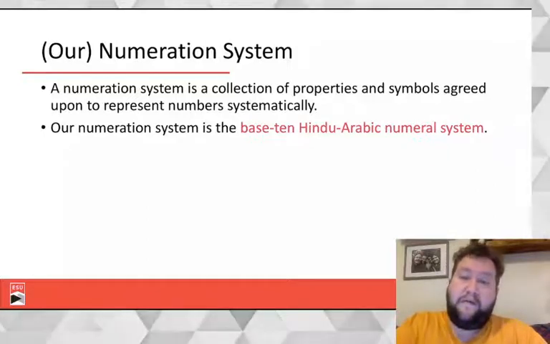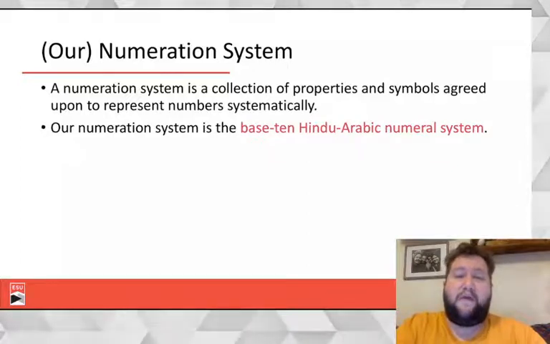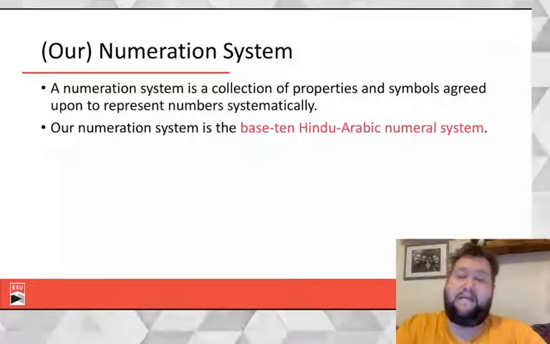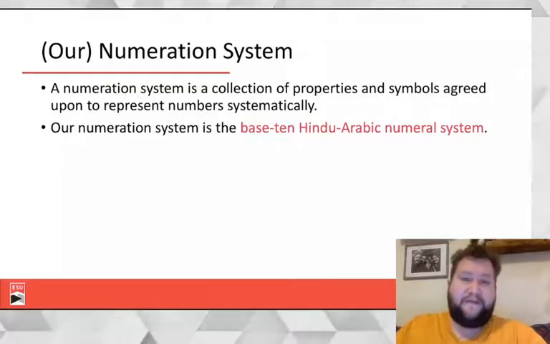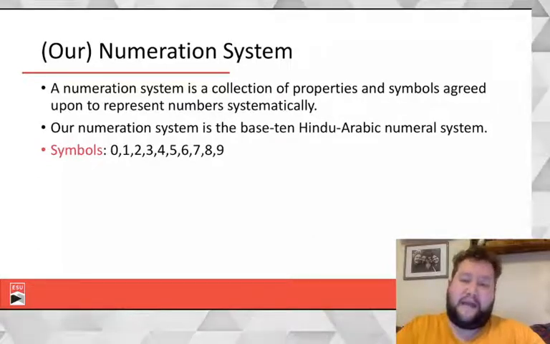And the numbers we use, the 1, the 2, the 3, and so on, are actually Hindu Arabic numerals. And so they kind of independently emerged or jointly emerged between civilizations in India and the modern day Middle East. And that's the system that we use today. And so those symbols are the 0, 1, 2, 3, 4, 5, 6, 7, 8, and 9.